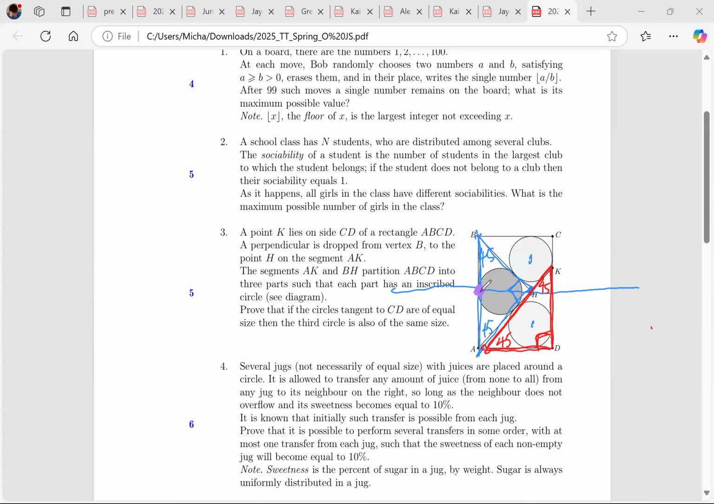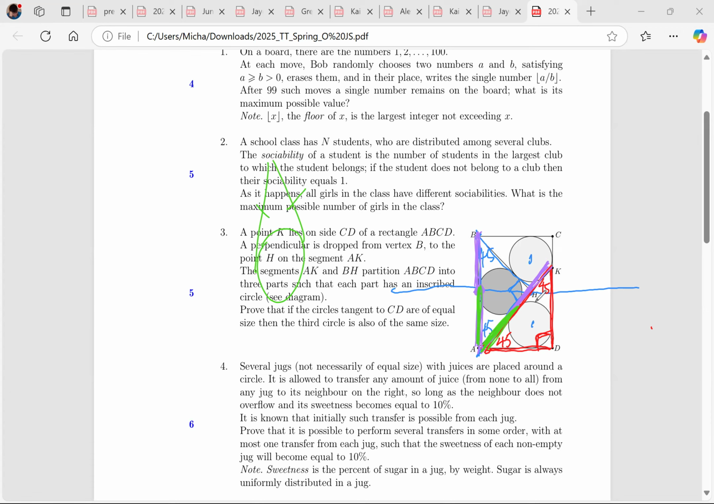So if the circle is tangent at the midpoint, that means this length here is half this whole length here, right? That makes sense? And we're trying to prove that this purple length is the same as this length here, because then they'd be congruent. But this length here is equal to this length here, right? Because they're tangents on a circle. The tangents are equal, yeah?